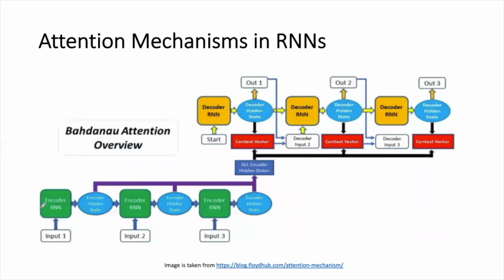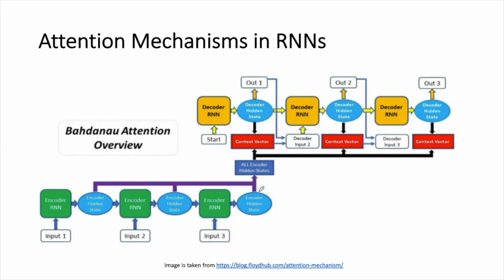So coming to the attention mechanisms in RNNs, this is one attention mechanism. This is the Bahdanau or additive attention mechanism. Here, typically what happens is we have the encoder portion where the input is passed to the encoder, and we have encoder hidden states.